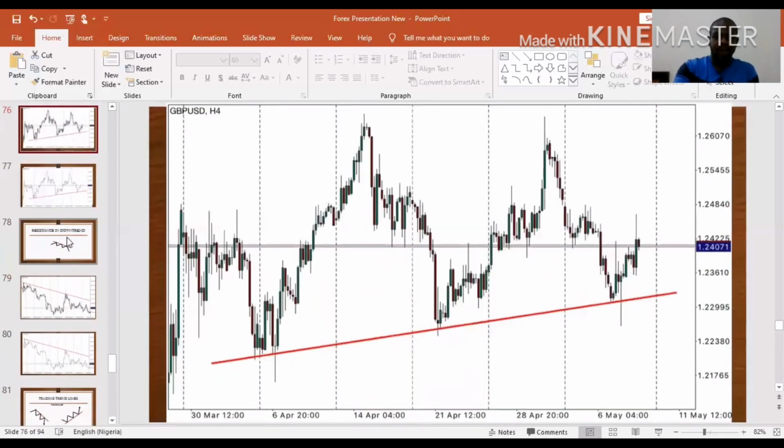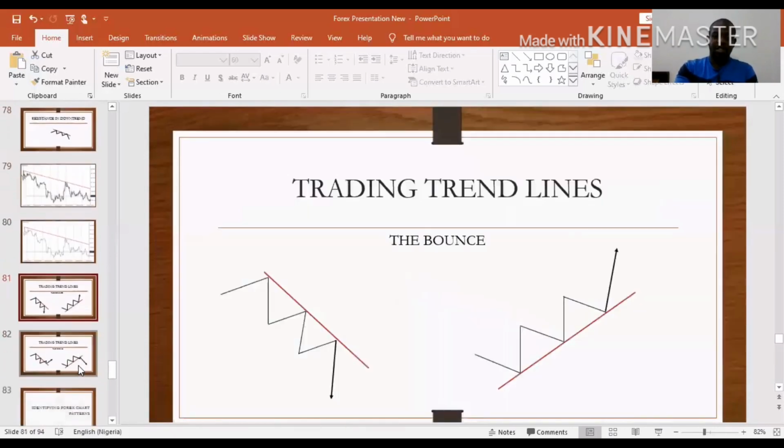The same with the GBP USD. The same thing. It bounced off the first time, second time. This is the point where you could have drawn your trend line. And on the third time, it comes, touches, gives a very long price rejection, this long wick, and you should have gotten in for a buy, and boom, price went up. So that is a bounce. That's how to trade the trend line with a bounce.